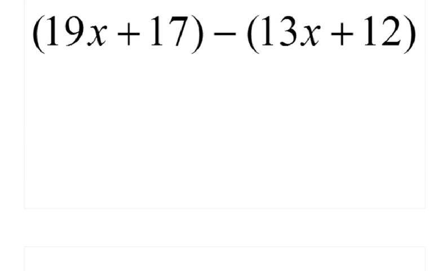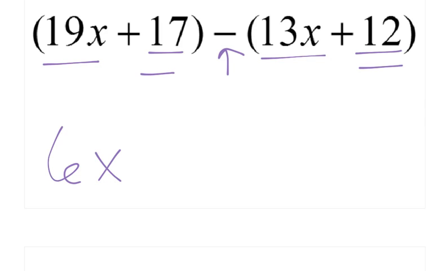Subtracting, you've got to be careful about this and either distribute a -1 or keep in mind that you are subtracting as you do your like terms. 19 minus 13 is 6x. 17 minus 12 is 5, so plus 5.